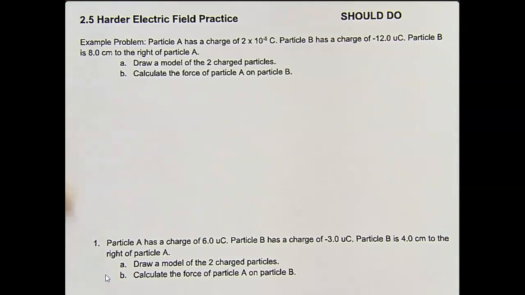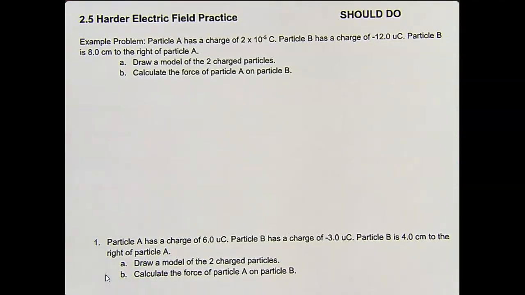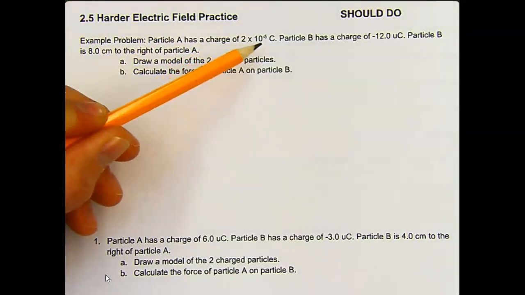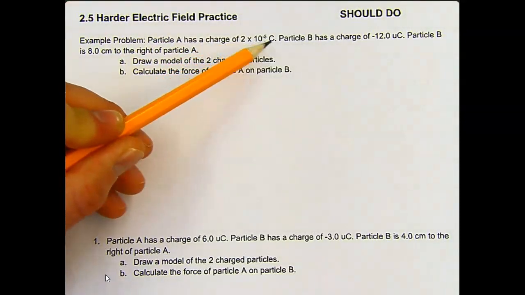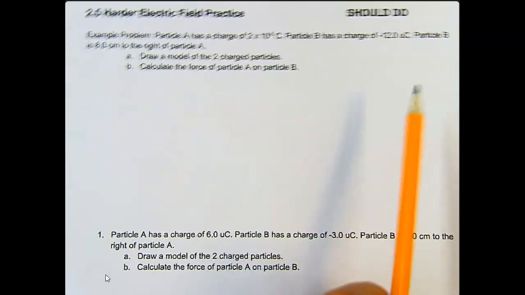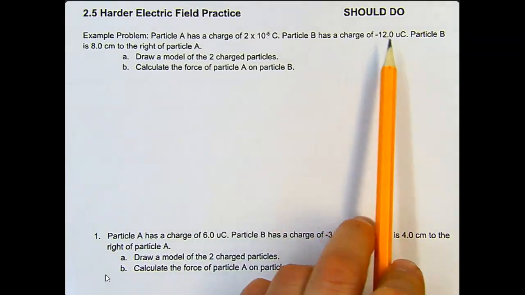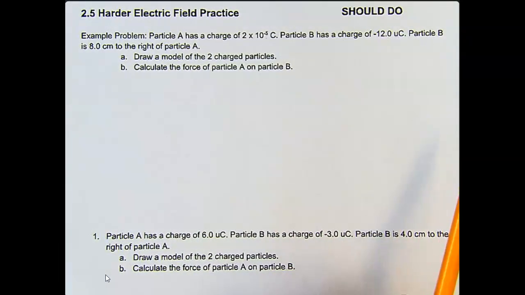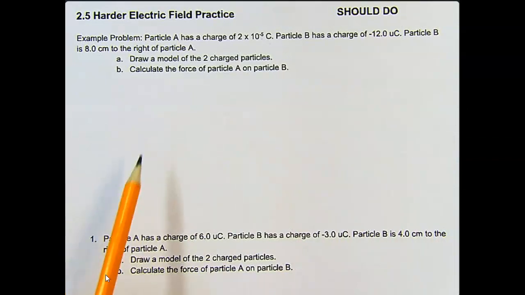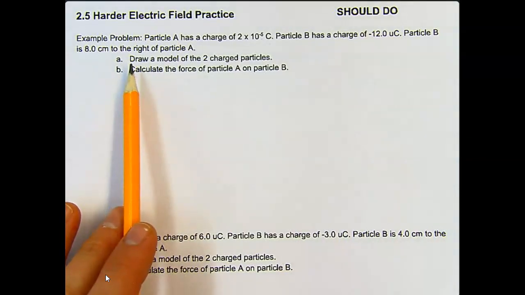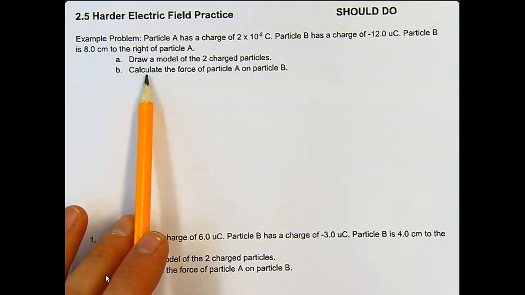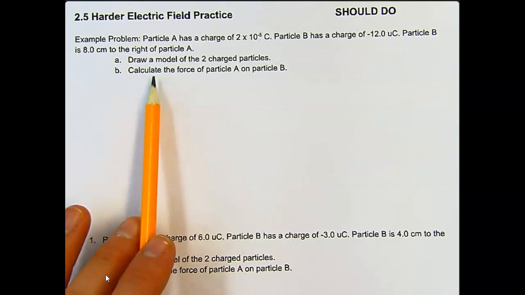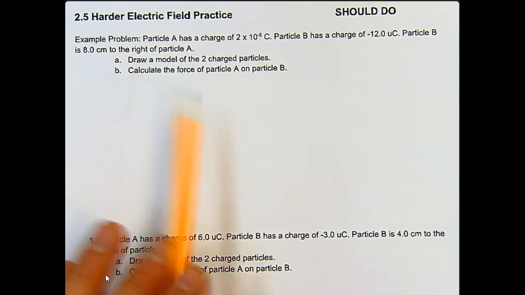All right, so we have a couple of particles. Particle A has a charge of 2 times 10 to the negative 5 coulombs, and particle B has a charge of negative 12 microcoulombs. And they're 8 centimeters apart. We want to draw a model of the two charged particles and then calculate the force of the particles on each other, or the force of A on B.